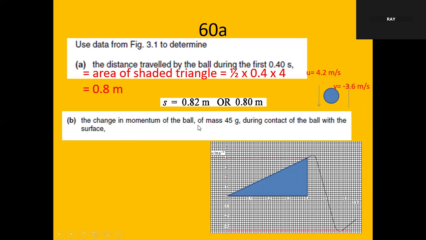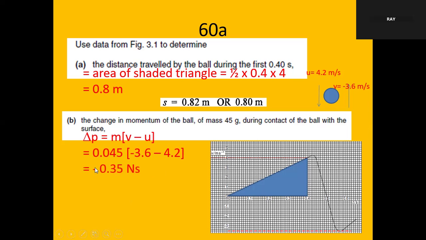Change in momentum of the ball of mass 45 gram during the contact with the surface. Right? Go and read from the graph. Coming down, positive 4.2 at this maximum height, 4.2. And at this one, minus 3.6. Right? Change in momentum, make sure you know how to calculate and put in your value.